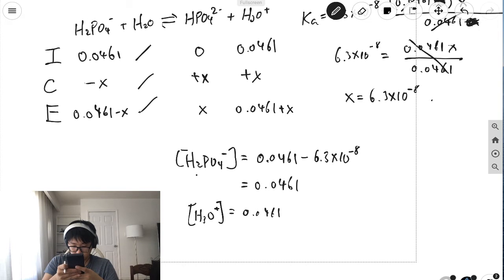But I thought I was finding the pH for H2PO4. You're finding pH for H3PO4. What happens after it dissociated its proton twice?